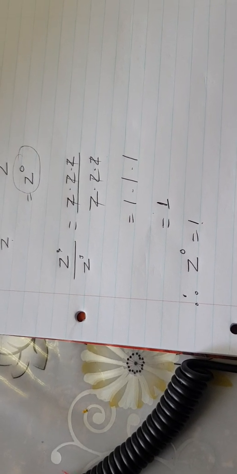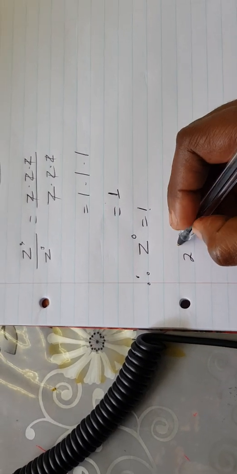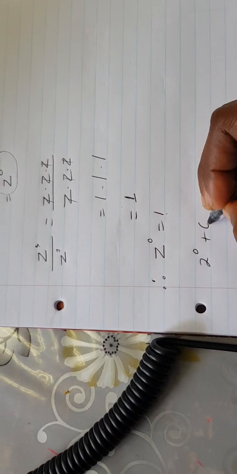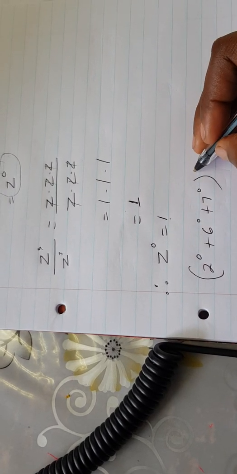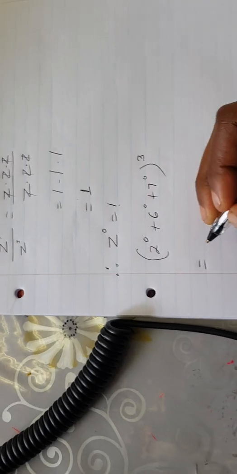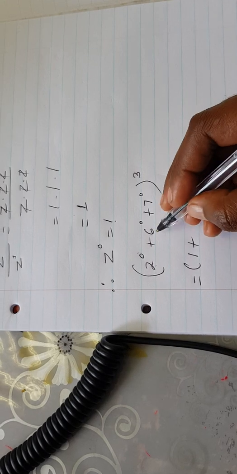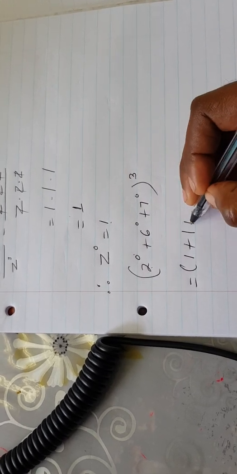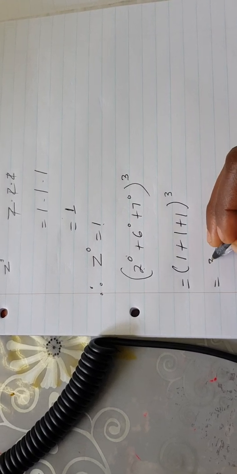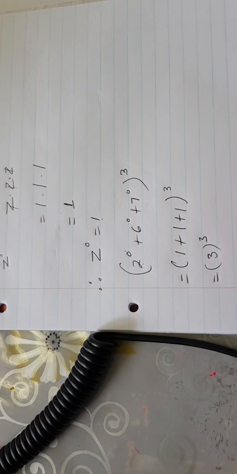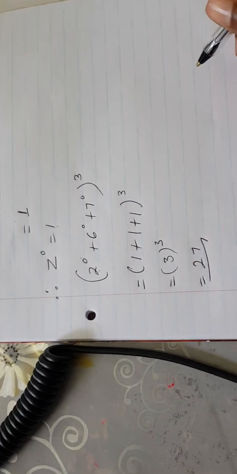We can say that 2 to the exponent 0 plus 6 to the exponent 0 plus 7 to the exponent 0, all of them to the exponent 3. We start with what is inside the brackets. Any number to the exponent 0, guys, is 1, so 1 plus 1 plus 1, all of it to the exponent 3. So we're going to have 3 to the exponent 3, which is the same as 27. How cool is that?